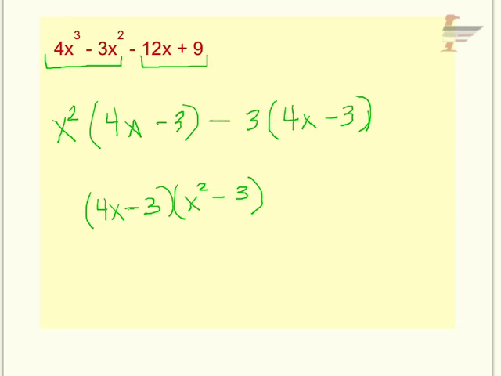Well, we are done factoring, but you do want to check: can 4x minus 3 be factored any further? Can x squared minus 3 be factored any further? Those actually cannot be. I also forgot to mention from the very beginning: was there anything that could be taken out of all 4 terms? There wasn't, so I didn't mention it, but I should have, because that's how you always start the problem.